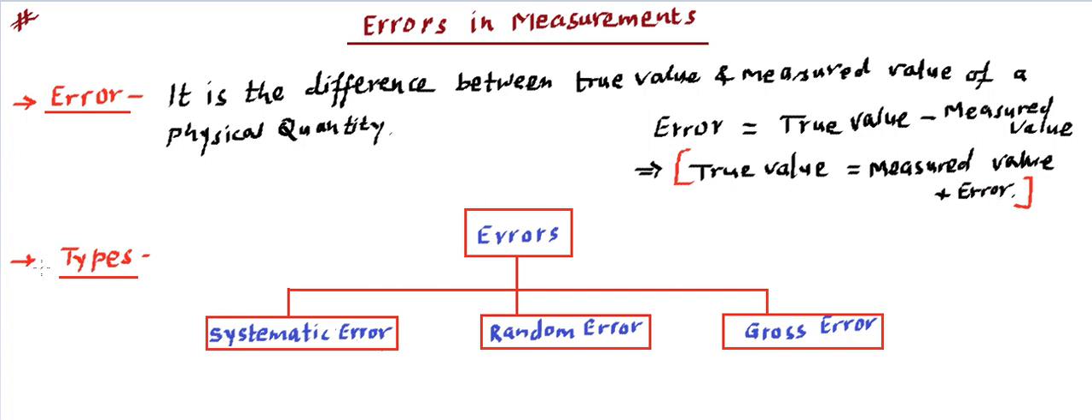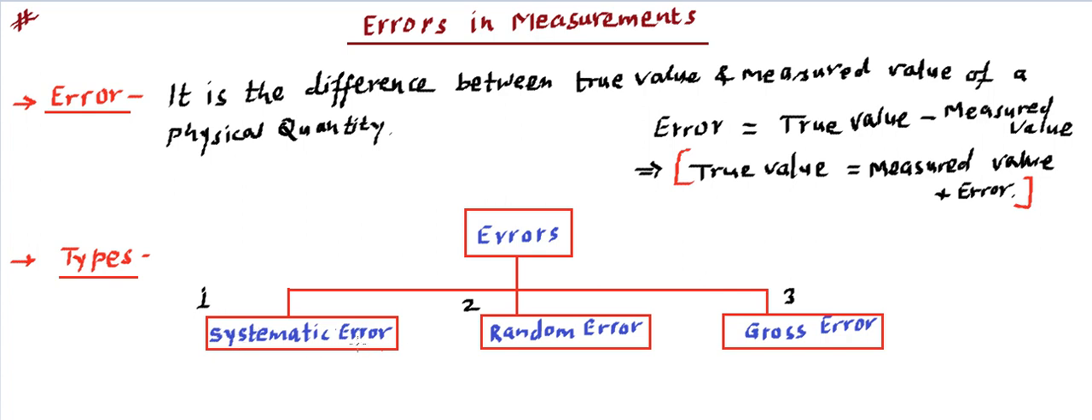So the next point says types of error. Errors can be categorized into basically three types, which have been shown by this flow chart. One category is systematic errors, the second is random error, and the third is gross error. So we can say these are the three types. Let's try to learn what they mean.